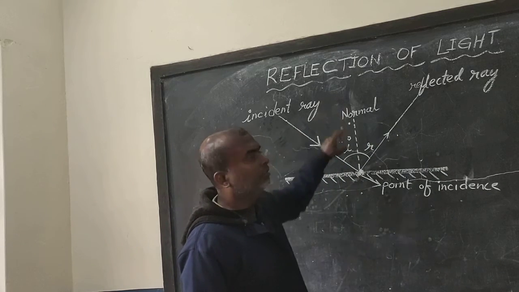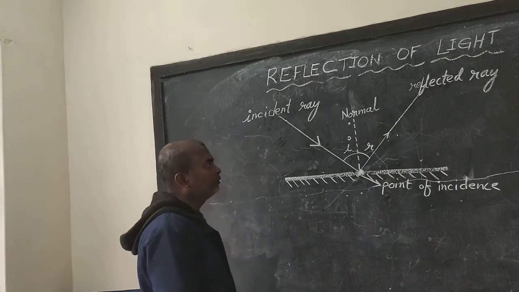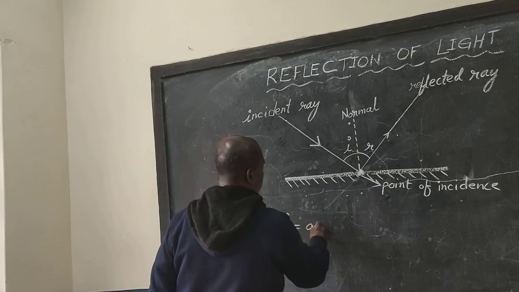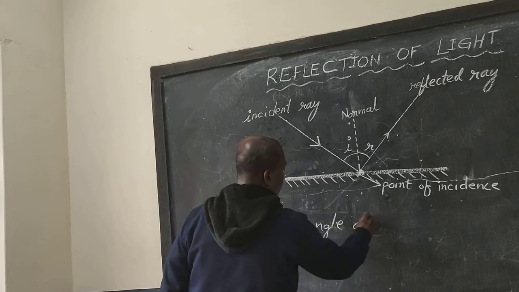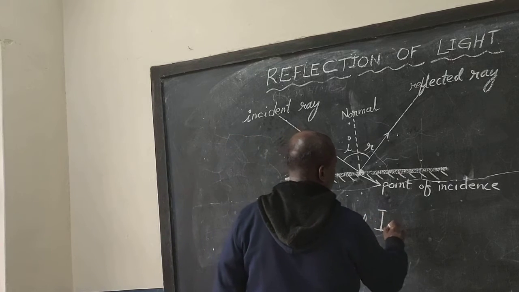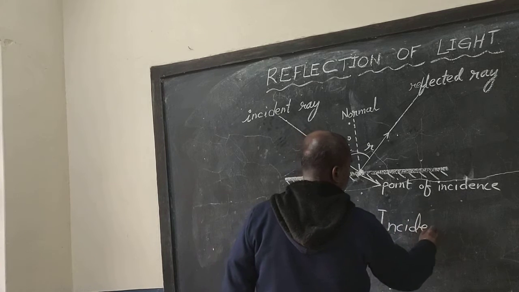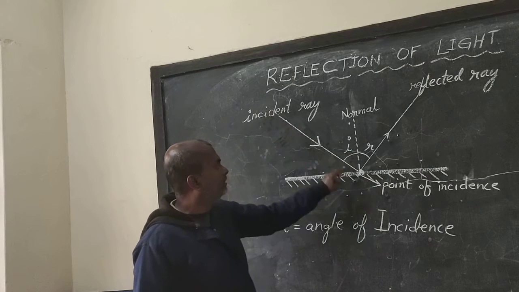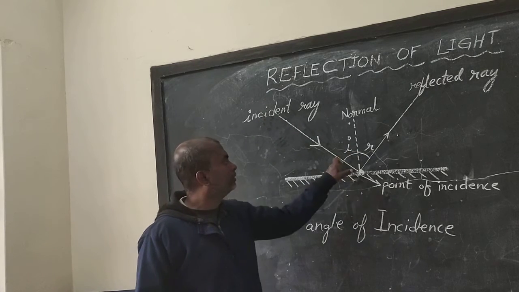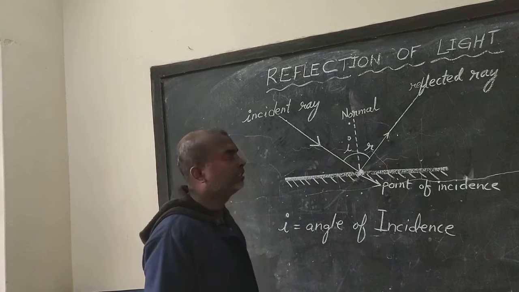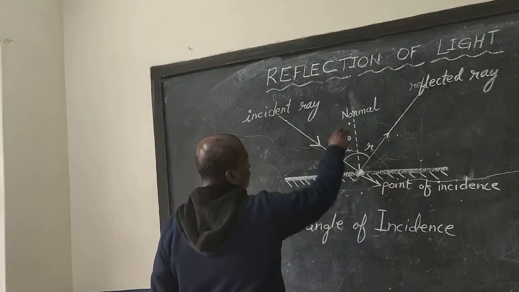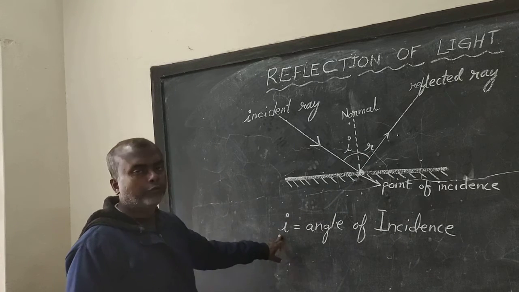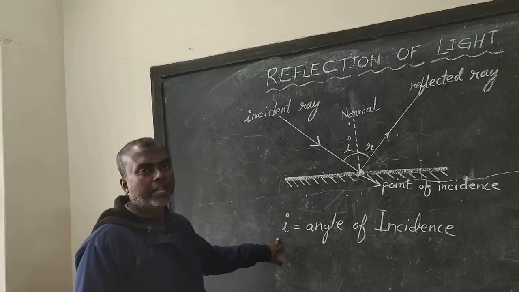Of course, this is the normal. Two more terms that you need to know are I and R. I stands for angle of incidence. What is the angle of incidence? The angle which the incident ray makes with the normal. You see, this is the sign of angle. This incident ray and the normal, what angle it makes is called angle of incidence. It is denoted by a short form in the form of small letter i.